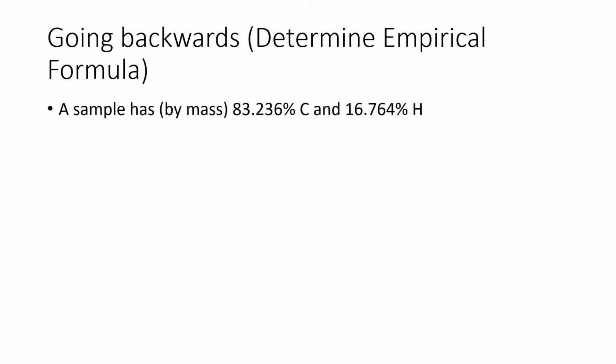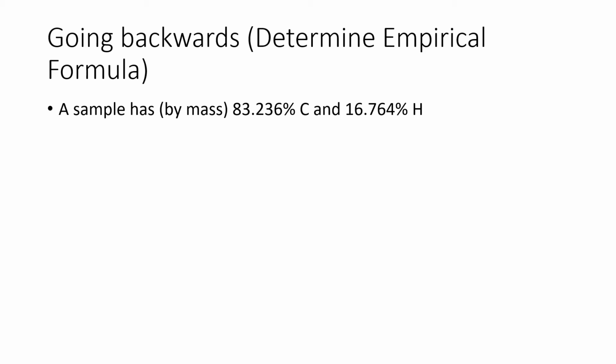So what really happens in chemistry is we'll do an analysis and we'll get a mass breakdown. Let's say that we have a sample, and it comes out as 83.236% carbon and 16.764% hydrogen. Now you could do some other mass if you want to, but there's no reason to make it more difficult than it already is. Let's consider a 100 gram sample.